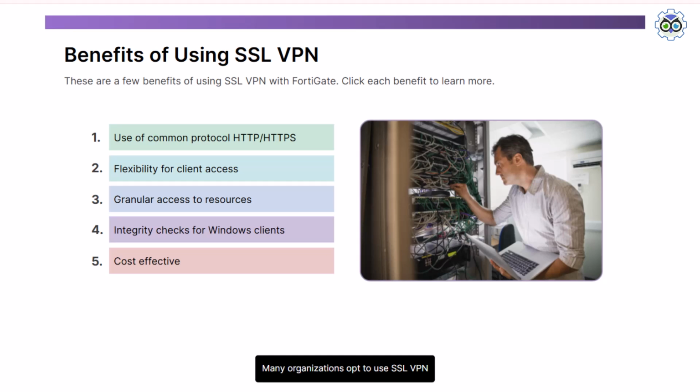Many organizations opt to use SSL VPN for remote access over the IPsec VPN. However, each technology has its pros and cons, so you should examine your scenario carefully to make the best choice. These are some benefits of using SSL VPNs with FortiGate. It is important to note that some of these benefits apply only to specific configurations. Click each benefit to learn more.